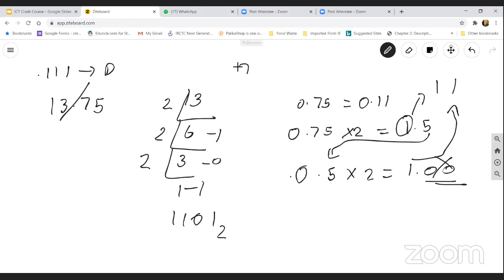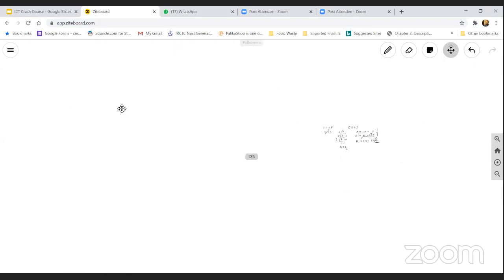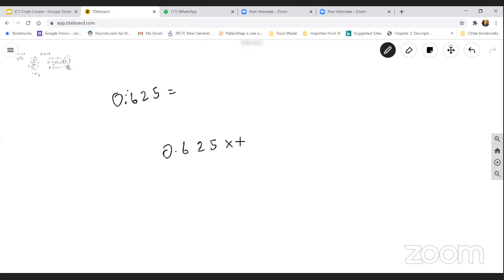In the same way, you have to calculate for 0.625. Kindly calculate it and tell the answer. Like the same way, 0.625 into 2. So 0.625 into 2 is nothing but what? Just tell me. 1.25. Yeah, super.